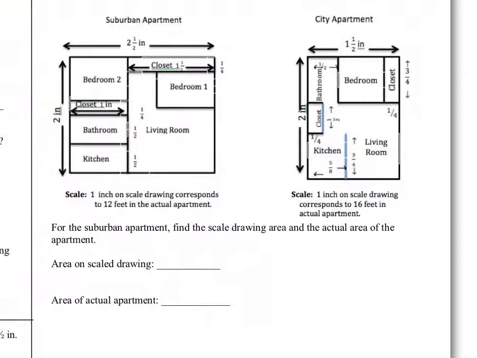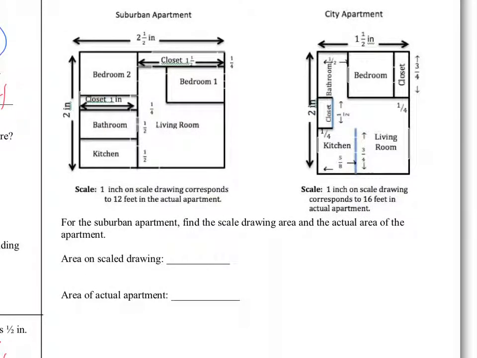Alright, come on over here. We're looking at this. Given the information for the suburban apartment, we're going to find the scale drawing area and the actual area of the apartment. There are several different ways you can go about doing this, and you'll get to choose on your own. Go ahead and pause this and then work through this problem, and we'll see what you come up with.